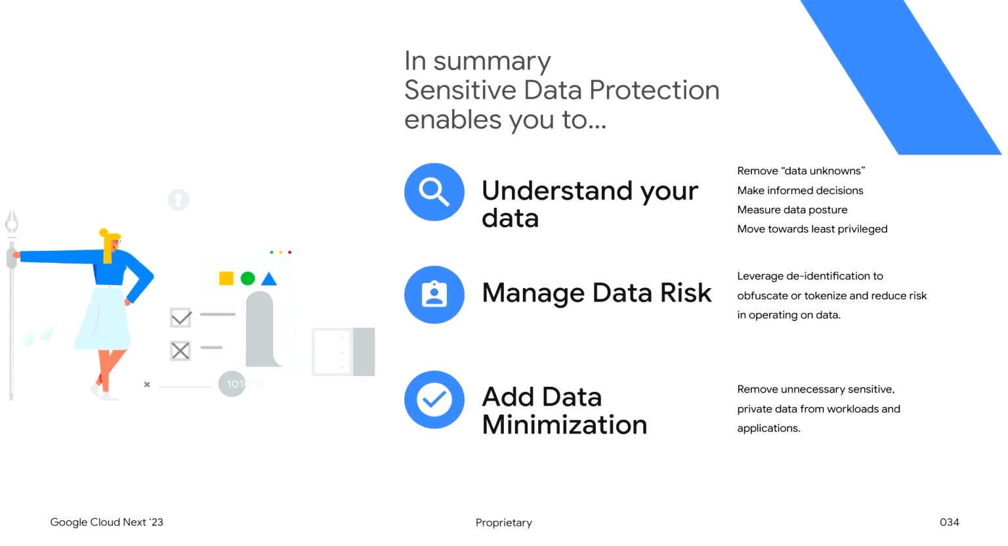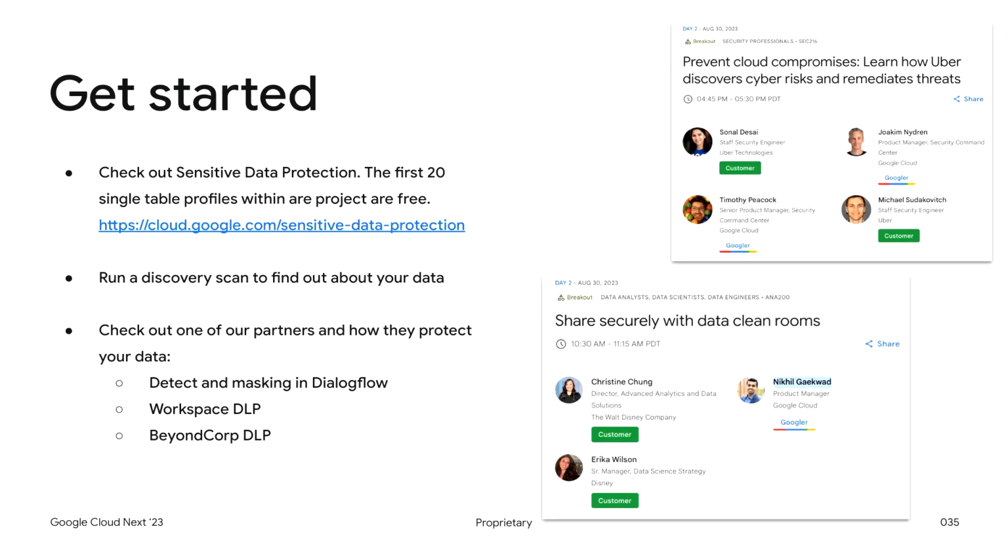So in summary, sensitive data protection enables you to understand your data, manage that data's risk, while still being able to use that data for all of your important workloads. To get started, you can turn on data profiles for free for 20 tables, and some of our consumption APIs also have free tiers. You can also check out Dialogflow, Workspace DLP, or BeyondCorp, which are all powered by sensitive data protection.